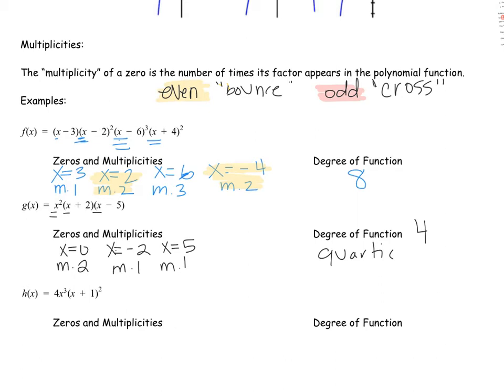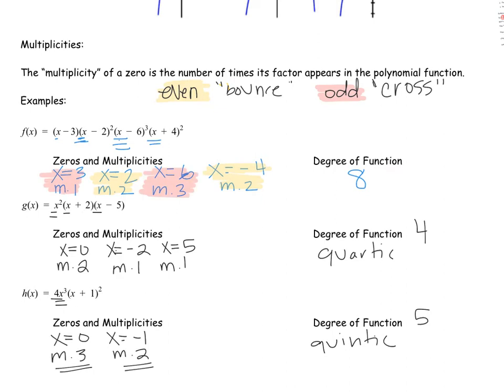And finally, for our last example of multiplicities, here plugging in a 0 would give us 0, and we have a multiplicity of 3, and also plugging in a -1 would give us 0, and that has a multiplicity of 2 for a total degree of 5, or a quintic function. Okay, I think we're ready to graph an example of a function that has a multiplicity other than 1.